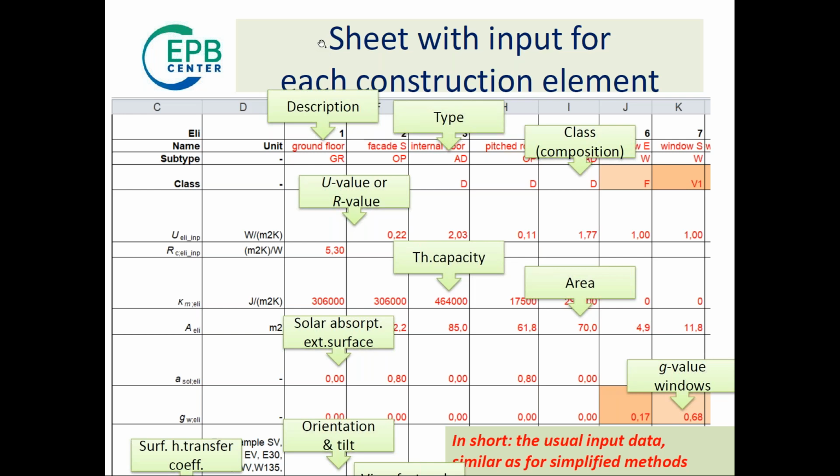So let's go to a sheet where you find the input for each construction element. What you have to fill in is the description and the type of the element, the class, which means the composition of the element, U value or thermal resistance, capacity, area, solar absorbance at the external surface, G value if it's a window, orientation and tilt. Well, in short, the usual input data, which is similar for simplified methods. So this is the input for both the hourly and the monthly method.